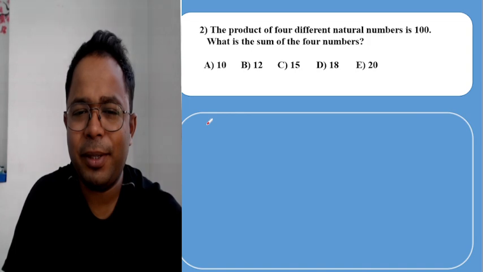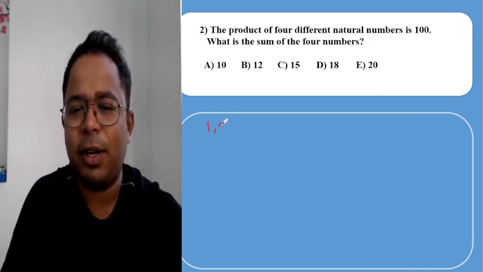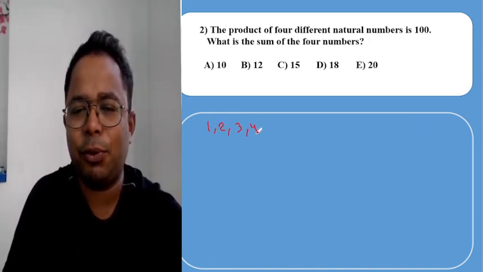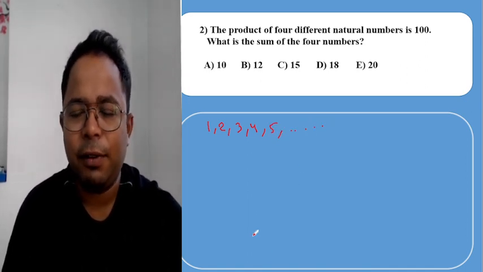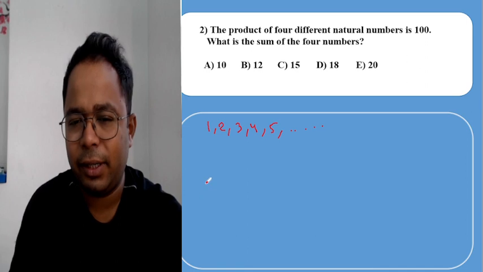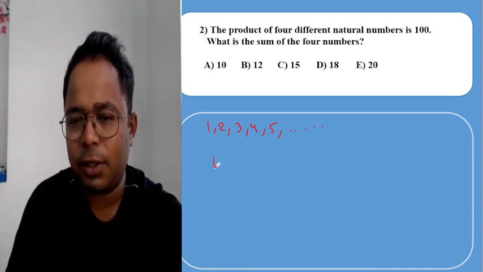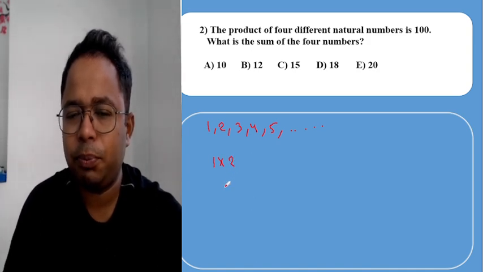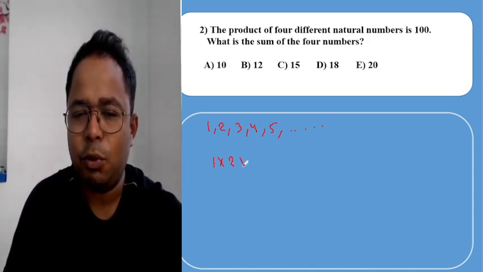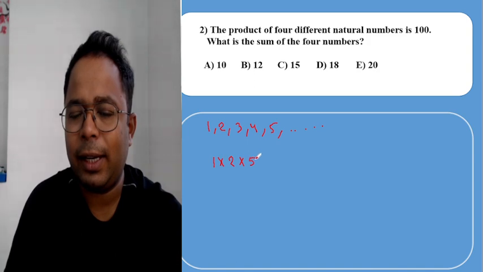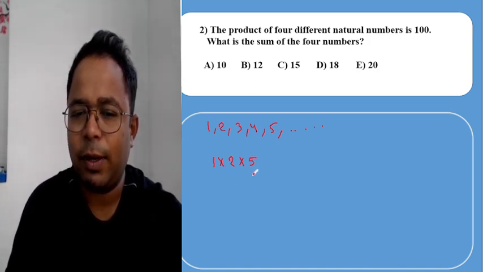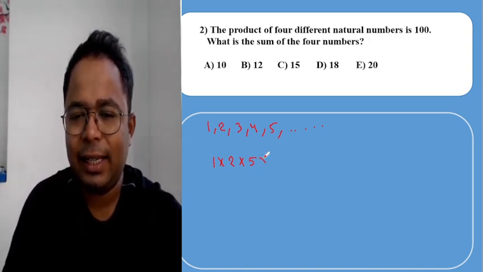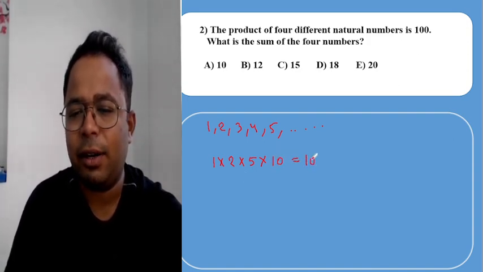Okay, the natural numbers start from 1, 2, 3, 4, 5 and so on, right? We need to get 100. So let's take the first one. 1 into 2 is 2. Okay, 2 into 5 we can take. 2 into 5 is 10 and 10 into 10 will give us 100.